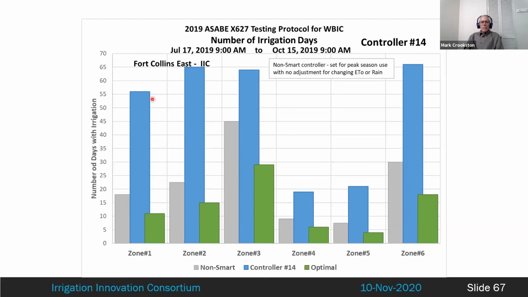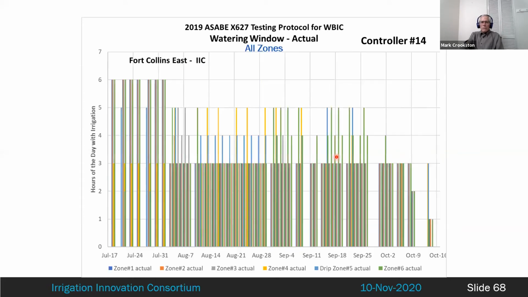So this starts to show that we really need to have controllers that allow you to water every zone according to its needs, not just to how it fits into the available capabilities of a standard controller. This is the watering window. Again, this is a lot of noise, but it shows how much the different zones had to run.